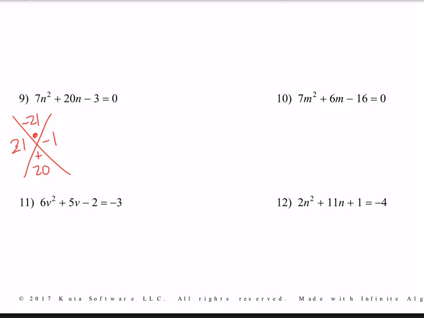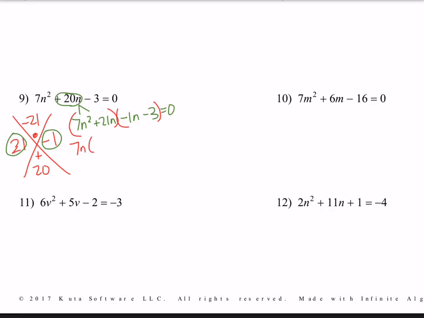Perfect. Now I can't do the shortcut here because the 7 is in front of the squared term. So this is a very traditional factoring by grouping problem. I'm going to change the 20n into the two numbers I just got. So it's going to be 7n squared plus 21n, because it's a positive 21, minus 1n, because it's a minus 1, and then minus 3. I just rewrote the original problem and all I did was split apart the middle term. Group the first two and the last two, and take out a GCF from each parenthesis.